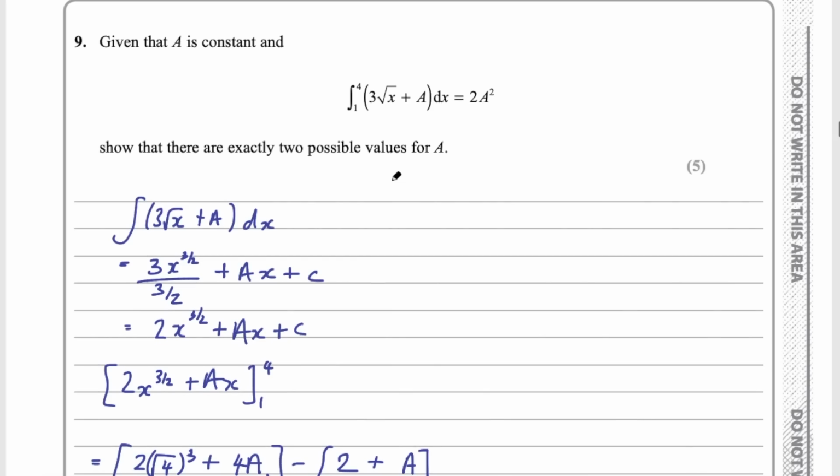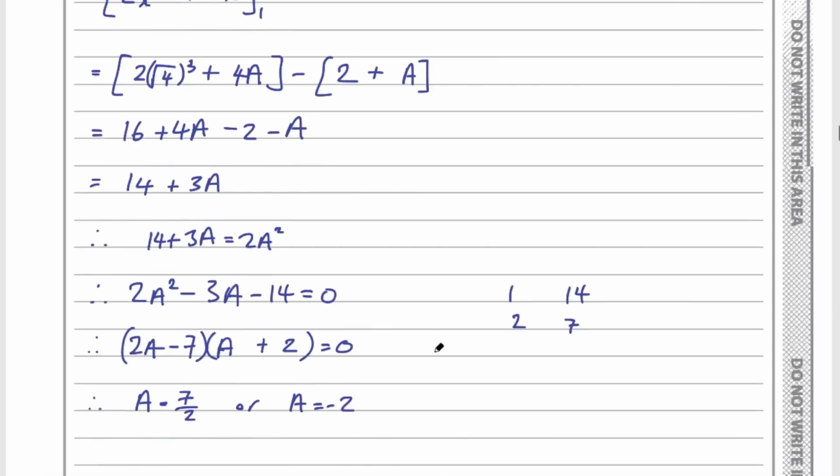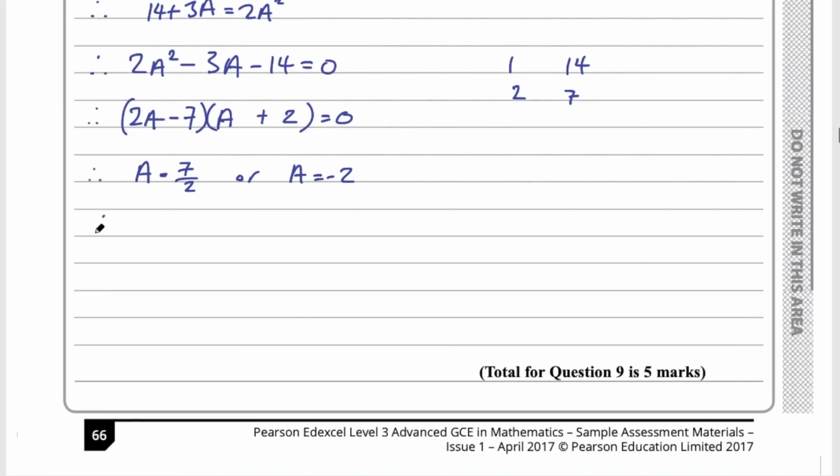Okay, so after all of that, we've got 2 solutions for a. So therefore, we just need to state that a has 2 possible solutions. And that was question 9 for 5 marks.